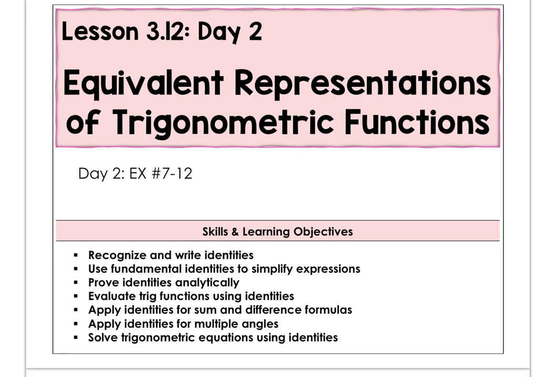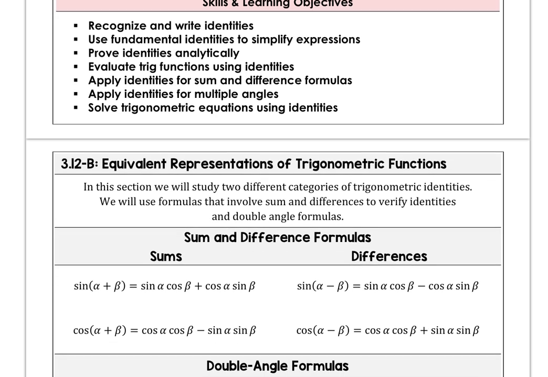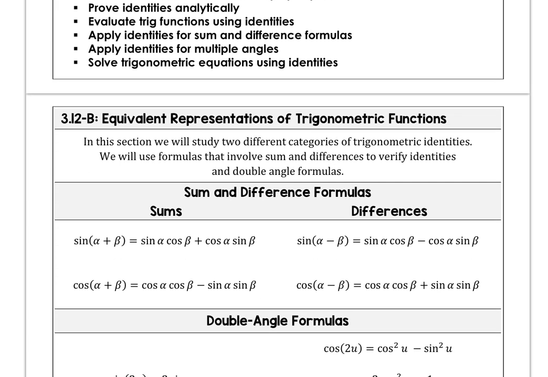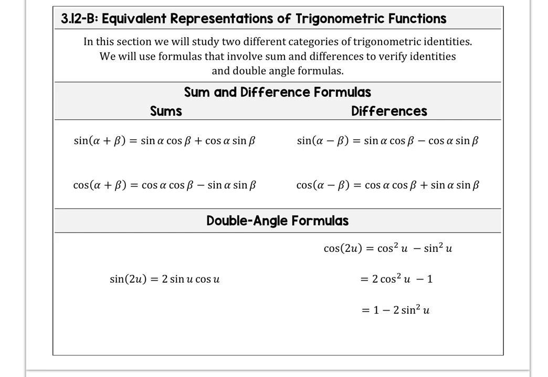We're still talking about equivalent representations of trig functions. In this section, we're going to study two different categories of trig identities. We want to look at sum and difference identities and then at double angle formulas. We've got those listed here on the first slide.